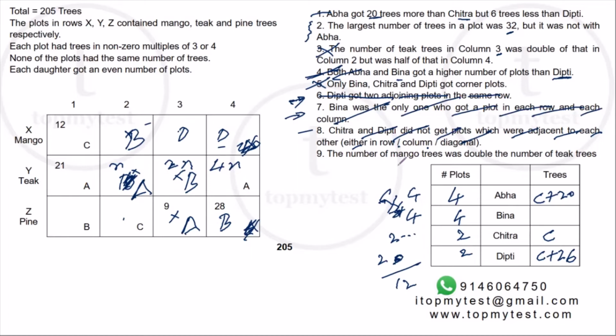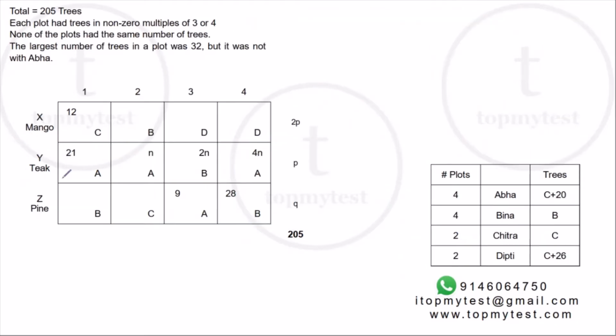The number of mango trees was double the number of teak trees. So if this is P, this will be 2 times P, and this will be Q. Okay, so this is what we have. So let us consolidate what we have. We have used all the information except the second one. Let's consolidate this and proceed further. So we have reached a scenario like this.